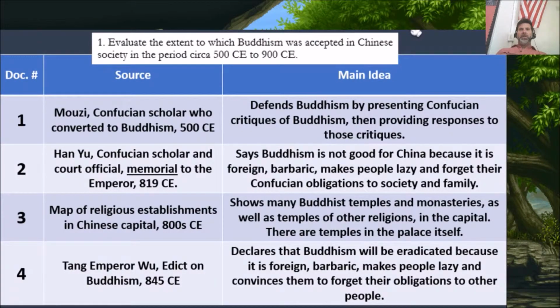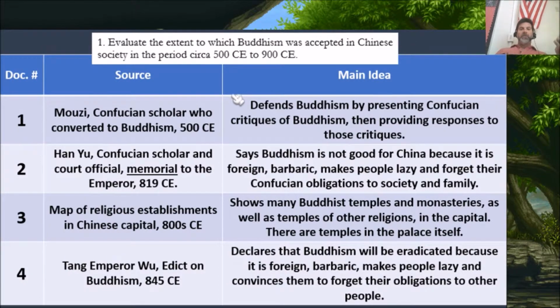So here I've provided a table for you showing a basic breakdown of the content, the source, and the main idea of each of the 4 documents in our sample DBQ. And once again, your purpose here is to look at the evidence in each document and see how it fits with other documents, and then see what that evidence is showing you about the prompt.